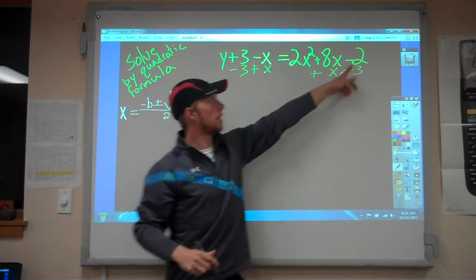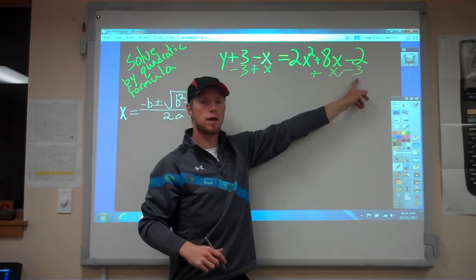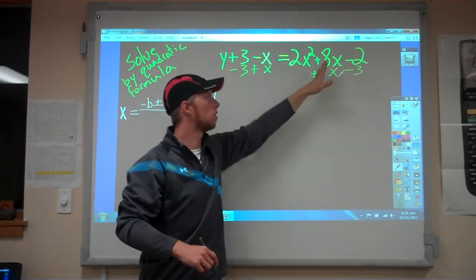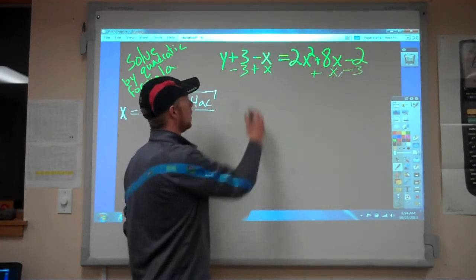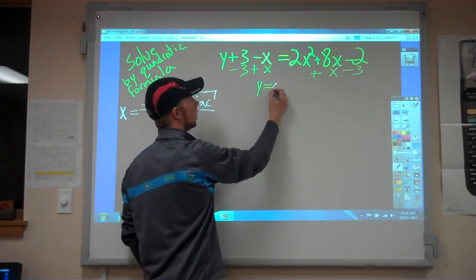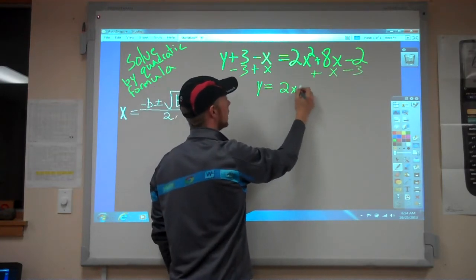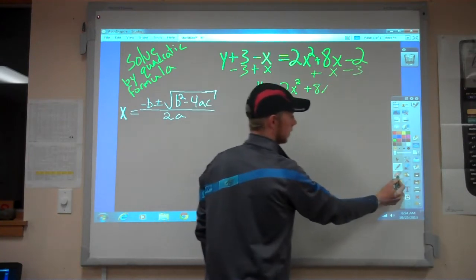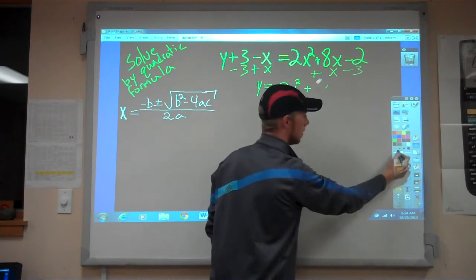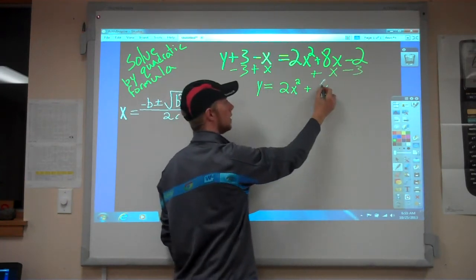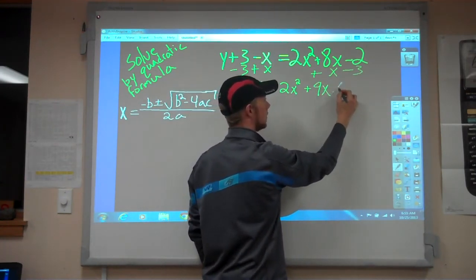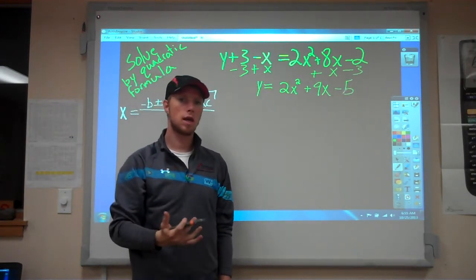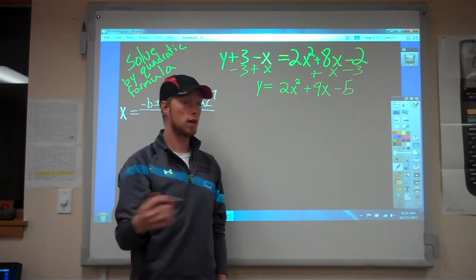You'll notice that I line up whichever term it is like with. So I take the negative 3 and I put it under the negative 2 because they're like terms. Same with my x's. This is going to give me y equals 2x squared plus 8. Oh, guess my adding skills are off today. Plus 9x minus 5.